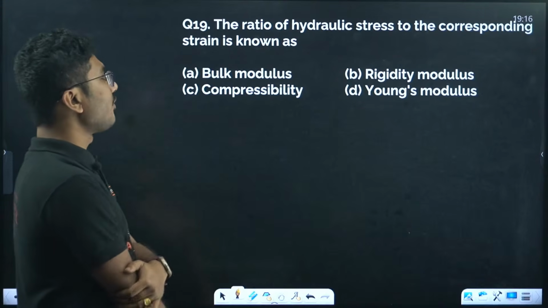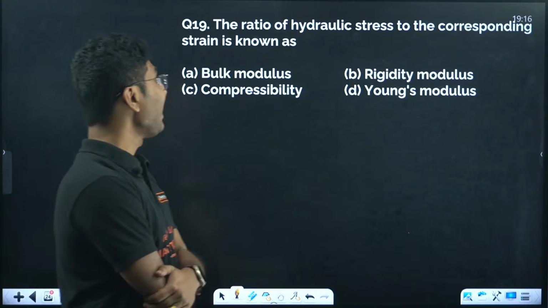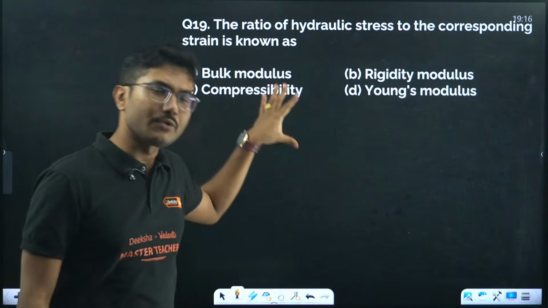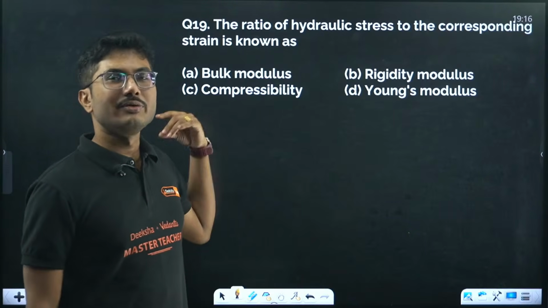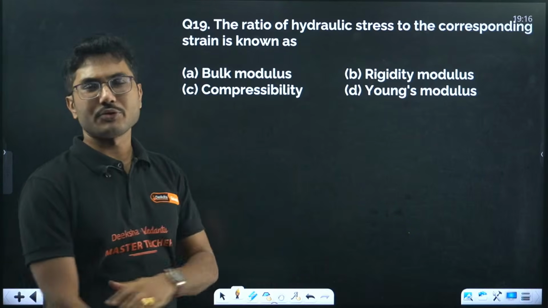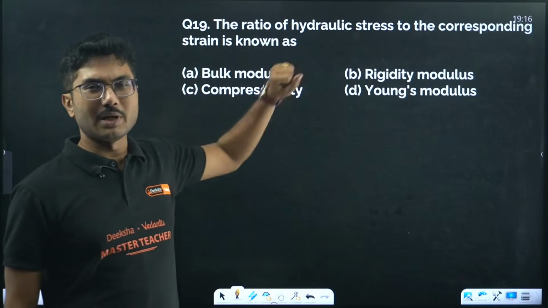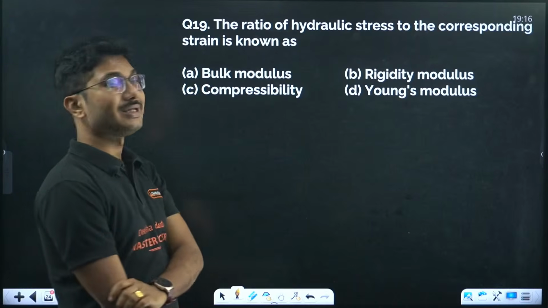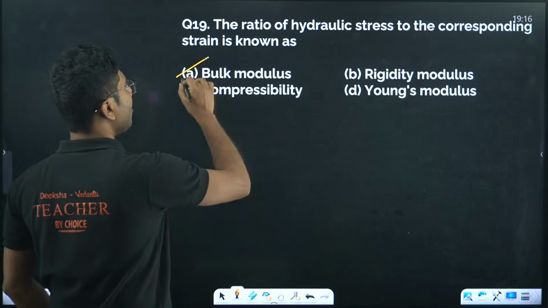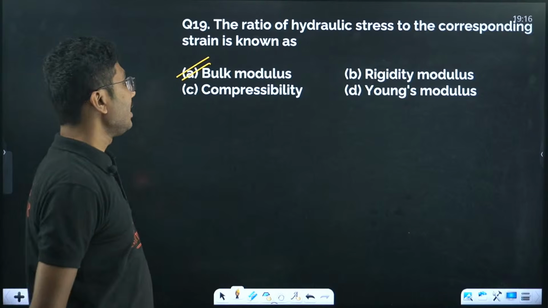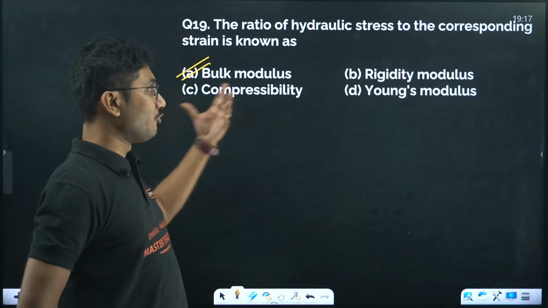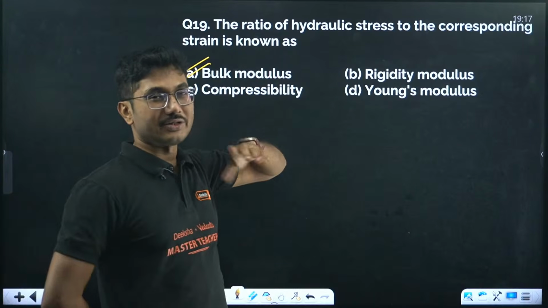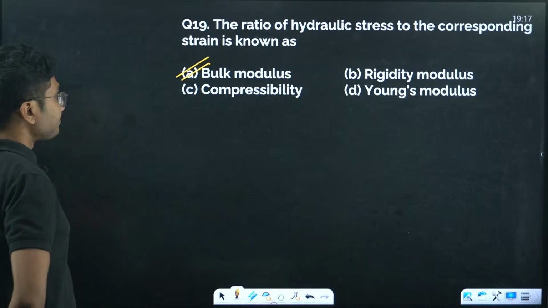Okay, the ratio of hydraulic stress to corresponding strain is known as. Now, questions such as this are easy questions. So if you see an easy question and you have not studied, then you will not be able to answer. Sometimes questions can be difficult, sometimes questions will be easy. So if you see an easy question, you should be able to answer those easy questions at least. The ratio of hydraulic stress to corresponding strain, that is called bulk modulus, or volume strain, volume rigidity modulus. So it will be bulk modulus. Hydraulic stress to hydraulic strain is bulk modulus.